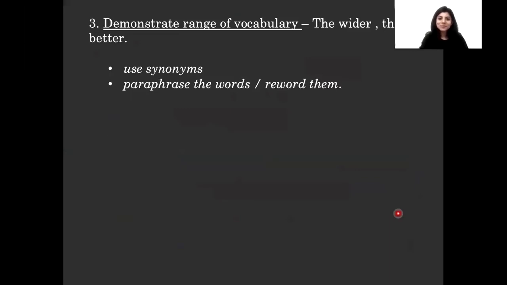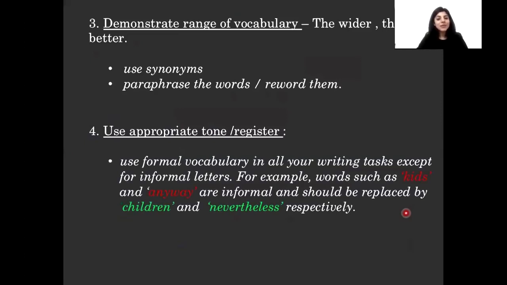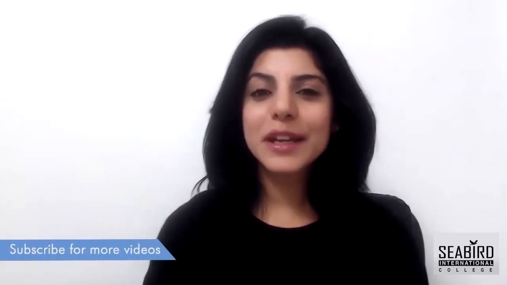Use appropriate tone or register. That is, use formal vocabulary in all your writing tasks except for informal letters. For example, words such as kids and anyway are informal and should be replaced by children and nevertheless, respectively. The list of formal and informal words are easily available on net.